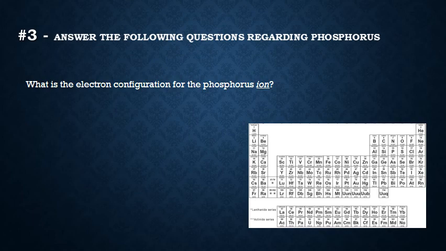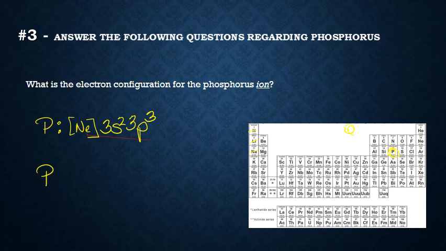Okay, the easiest way to start this particular problem is by writing the electron configuration for the phosphorus atom. All right, let's find phosphorus. There you are. Okay, there's phosphorus. So I'm going to go ahead and start with neon because that's the shorthand for phosphorus. So neon. And then third energy level, so 3s2. Then we go all the way over here to 3p3.